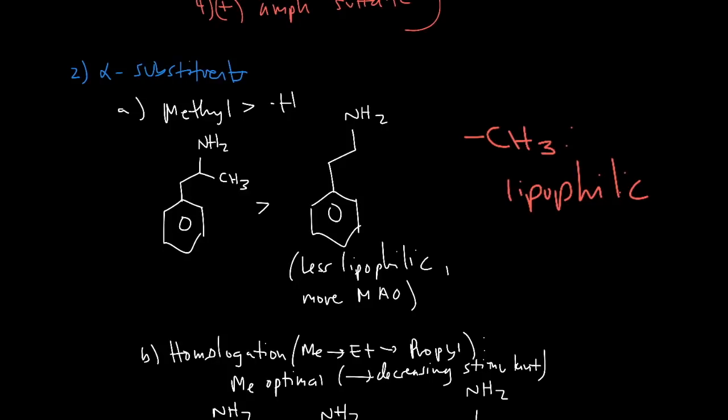Also, this compound I'm pointing at is more susceptible to MAO oxidation. Why? Remember that adding methyl groups to alpha carbons makes compounds less susceptible to MAO oxidation. So since this does not have a methyl group, it is more susceptible to MAO oxidation, whereas adding a methyl group to the alpha carbon makes it less susceptible to MAO oxidation.